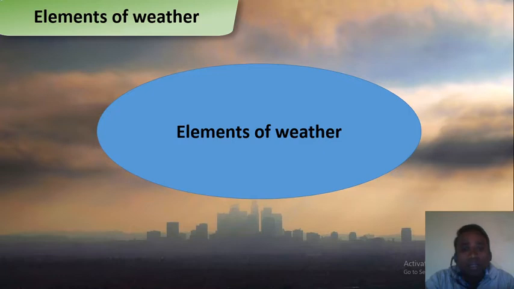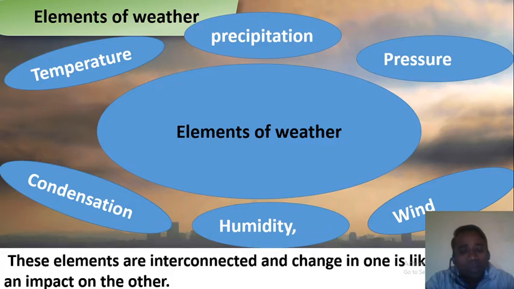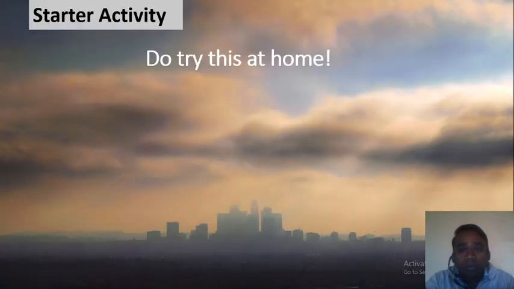So we know that the elements of weather and climate are the components that we describe in weather or climate, and these components are temperature, precipitation, pressure, wind, humidity, condensation, and so on. All these elements are interconnected with each other, and change in one is likely to have an impact on the others also. We'll be studying that in a while.